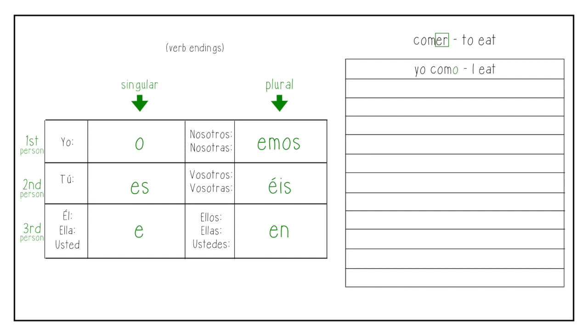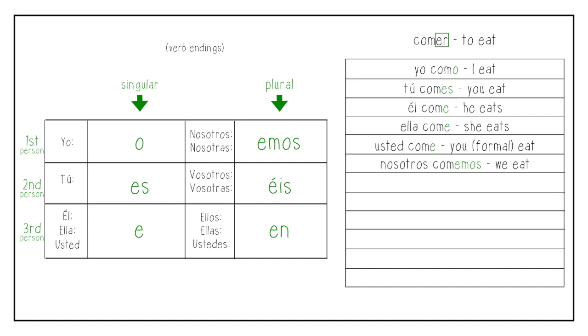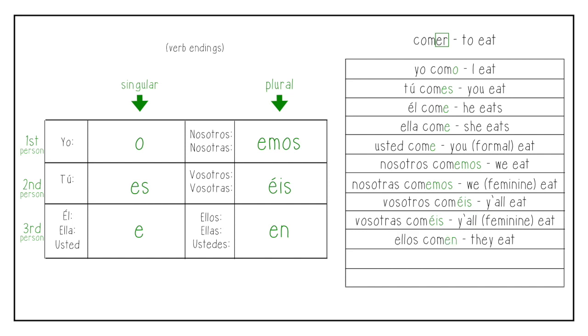Yo como, I eat. Tú comes, you eat. Él come, he eats. Ella come, she eats. Usted come, you formal eat. Nosotros comemos, we eat. Nosotras comemos, we feminine eat. Vosotros coméis, y'all eat. Vosotras coméis, y'all feminine eat. Ellos comen, they eat. Ellas comen, they feminine eat. Ustedes comen, you all eat.